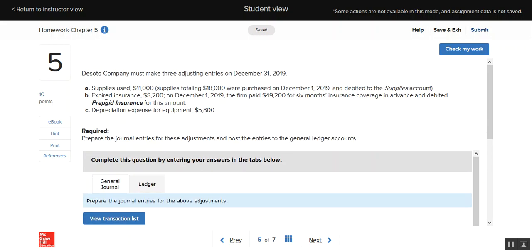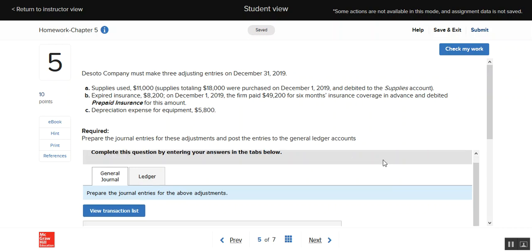All right, so the next one says expired insurance, $8,200. It says initially the firm paid $49,200 for 6 months insurance coverage in advance and debited prepaid insurance for this amount. So this kind of works the same as entry A. We had purchased an asset, which was our prepaid insurance, for $49,200, and that's the amount that's showing in that prepaid insurance account. But at this point, we don't really have an asset that's worth $49,200 because we've used some of that insurance, so some of it is expired.